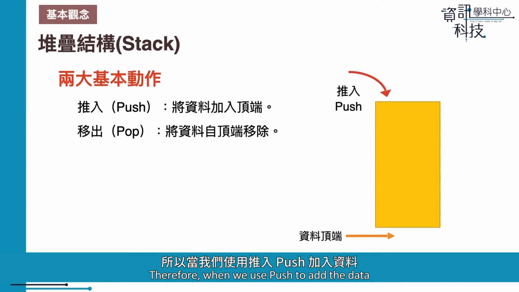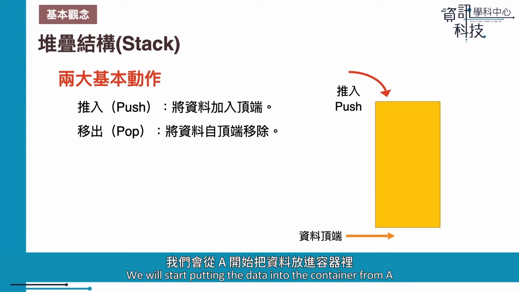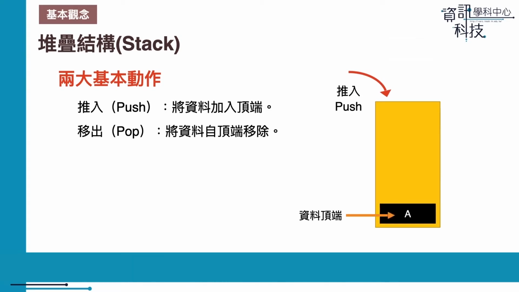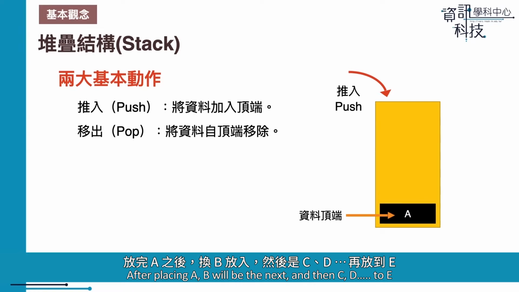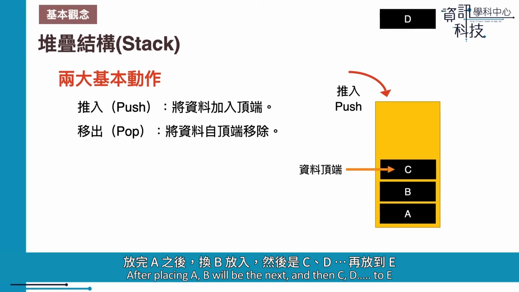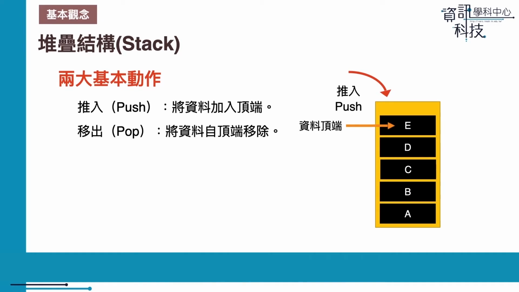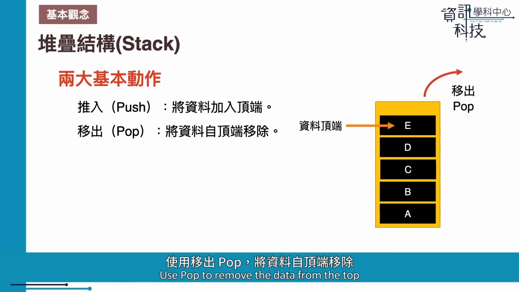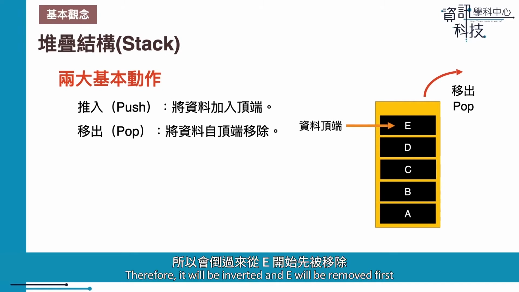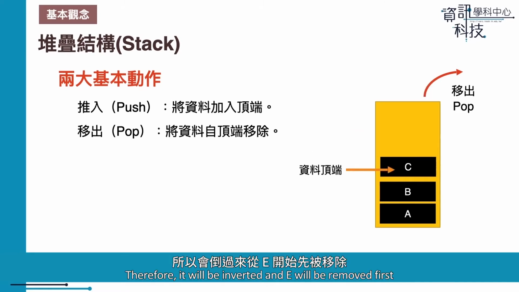Therefore, when we use push to add the data, we will start putting the data into the container from A. After placing A, B will be the next, then C, D, to E. When we need to remove data, use pop to remove the data from the top. Therefore, it will be inverted and E will be removed first.